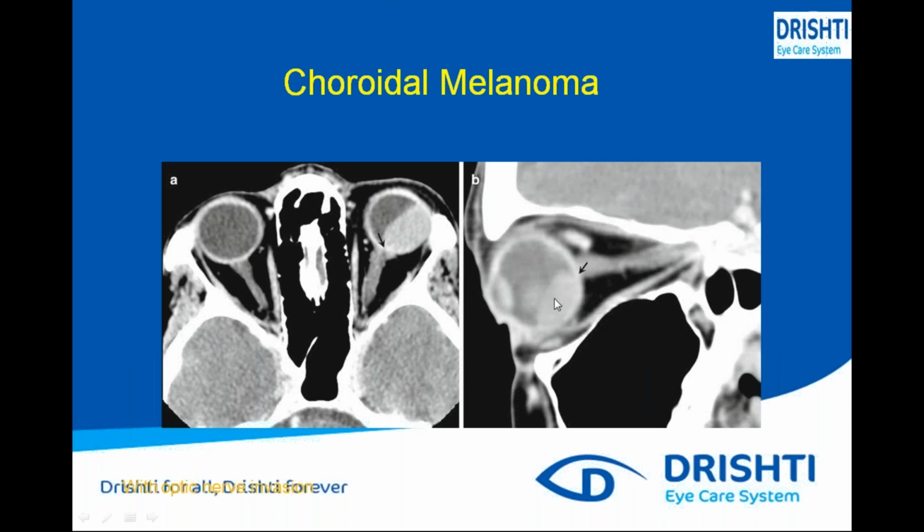So this is the sagittal view. In that view also you can see the exact location and exactly till where the extension of the mass is there. So this is the choroidal melanoma picture.